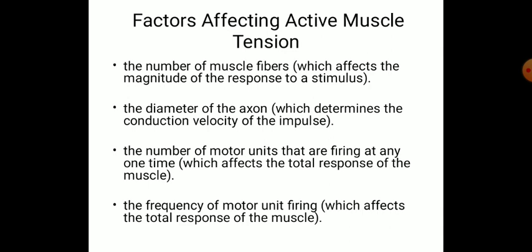Second, the diameter of the axon. If there is a high diameter, then the amount of force production will be high and the tension will be high in that particular muscle. And if the diameter is small, then the force production will be small and the tension produced by that particular muscle will also be small.